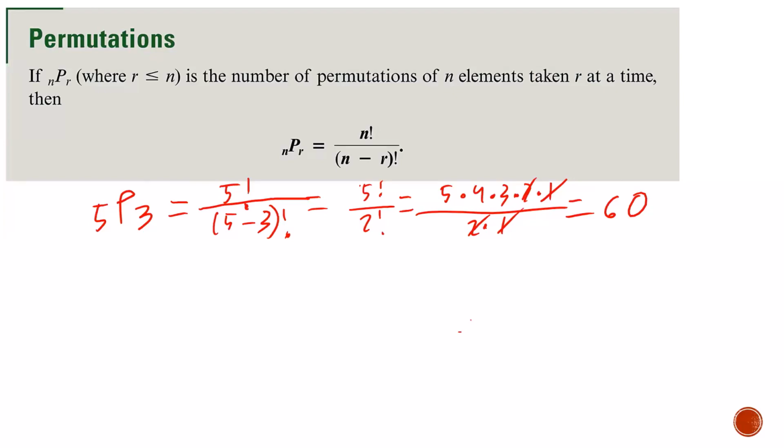So that's 5, math, exclamation point, divided by math. Oops, I shouldn't have done that. 2, right? Make sure you go in the math menu not too early. That's also 60, right? But let's say you forgot the formula. Your calculator luckily has it built in there. So in that case, you want to do 5p3, right?